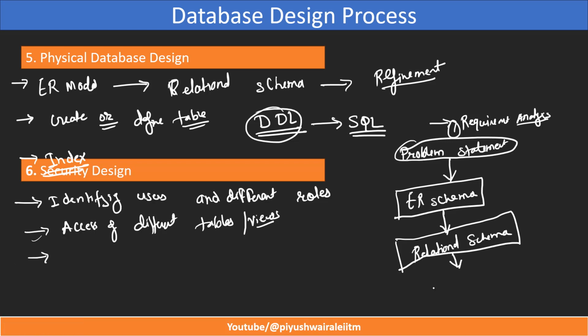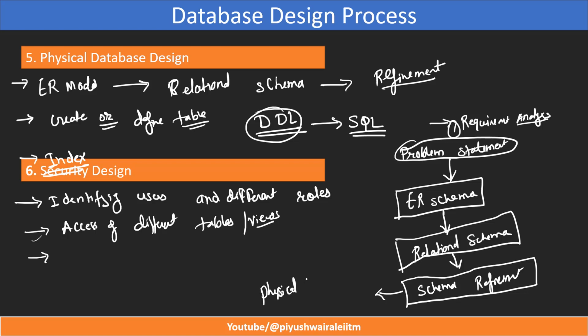The next step is schema refinement. Here we identify different types of anomalies that can cause duplication of our data, which will take up a lot of storage. So we do schema refinement for that. After that, we develop a physical database using SQL, since we are dealing with a relational database. So this is the complete set of steps for the database design process: problem statement, ER schema, relational schema, schema refinement, then physical database schema.